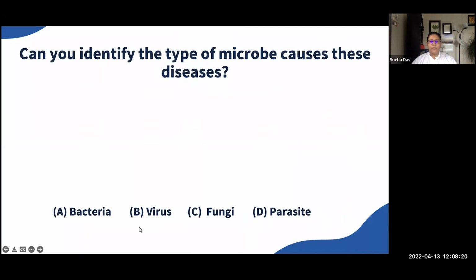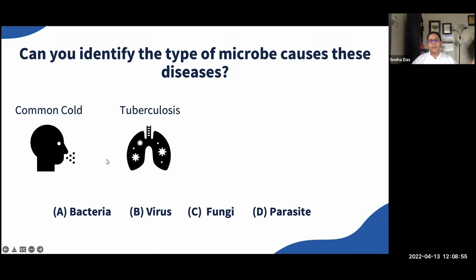So now that we know that there are 4 types of microbes, I'll bring up a disease. It's going to be 4 diseases, and I want you to participate on what you think is going to be the pathogen that causes it. So our first one is common cold. What do you think? Well, most of our audience thinks common cold is caused by viruses. Okay, great. Let's move on to the second one. What do you think about tuberculosis?